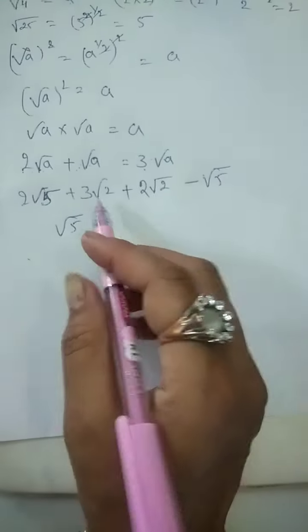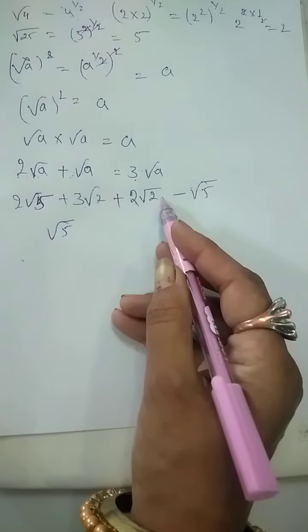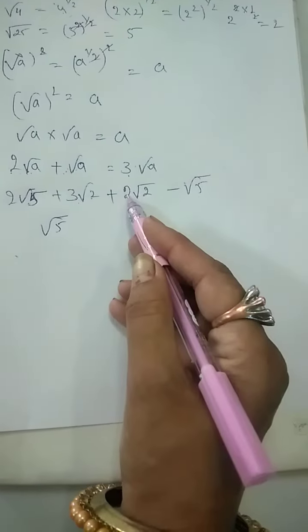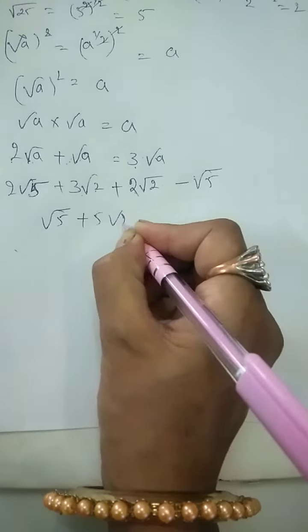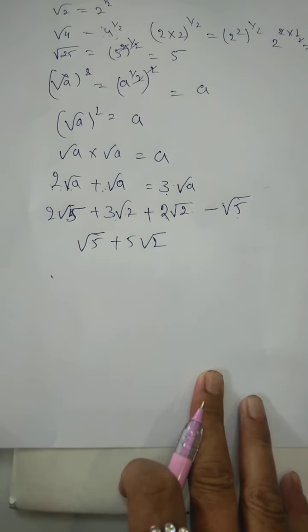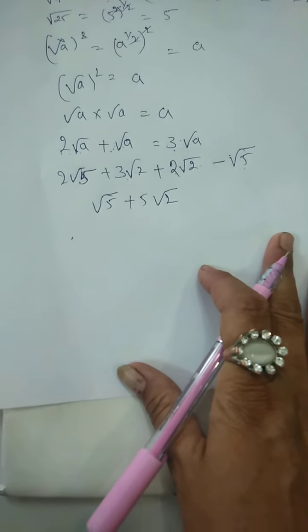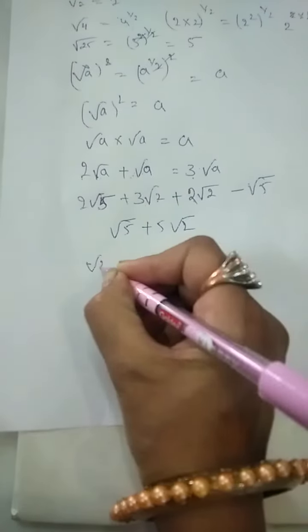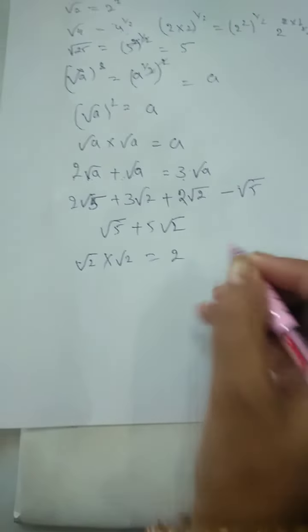Okay, and 3 root 2 plus 2 root 2, these two values are of root 2, so these are like terms. 3 root 2 plus 2 root 2 equals 5 root 2. Okay, so in this way we add and subtract the like terms in root values. And how do we solve the product of root values? Root 2 into root 2 equals 2.